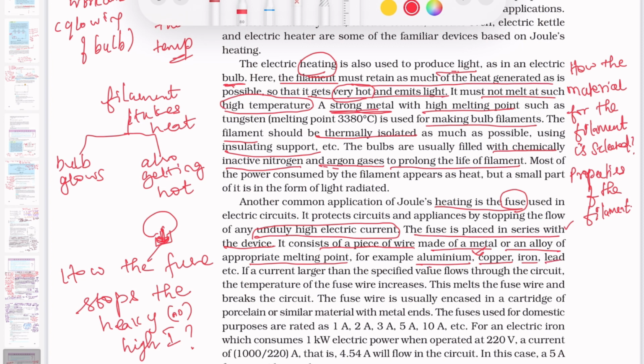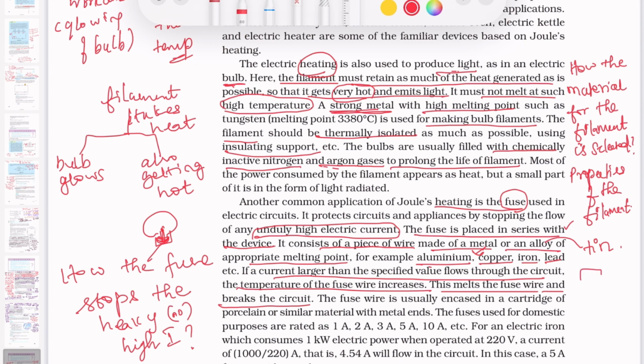Sometimes an alloy of tin is also used. Example of alloy is tin is used. Then if a larger current flows through the circuit, what happens? The temperature of the fuse increases. Yes. Then what happens? This melts the fuse wire. So when the fuse wire melts, since it is connected in series, it breaks the circuit.